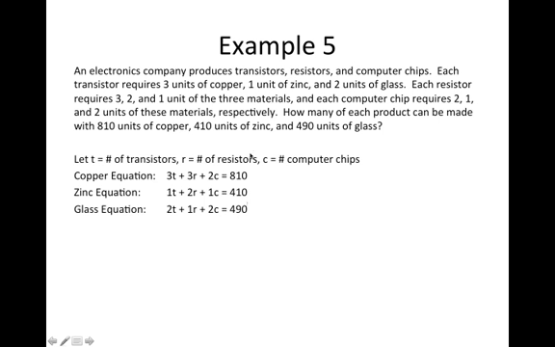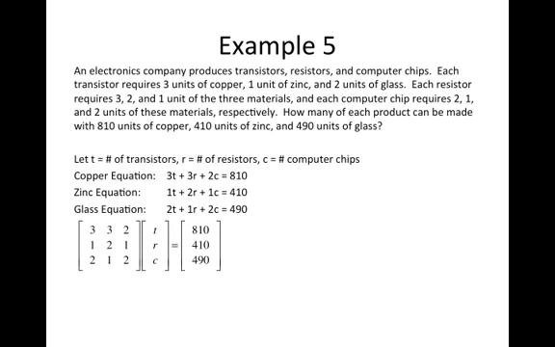Now we could do this by hand using algebra, but it's going to be so much easier if we solve this 3 by 3 system using matrices and inverse matrices in your calculator. So let's make a matrix equation. The first row is going to be my copper equation, the second row is my zinc equation, and the third row is my glass equation.